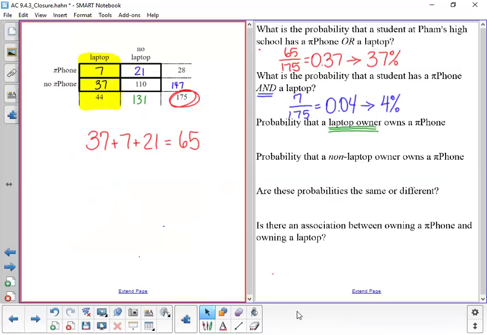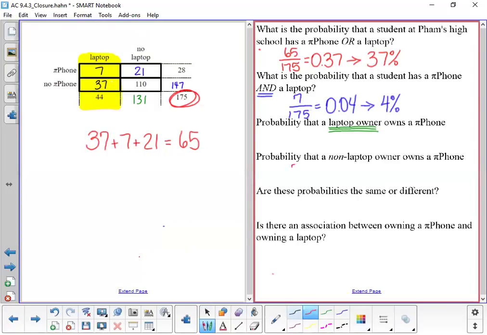So the probability that someone who owns a laptop owns a Pi phone, I'm looking at the number who owns a Pi phone, so 7. And now instead of it being out of 175, oops, I put that in the wrong spot. Instead of it being out of 175, it's just out of the number of people that own a laptop. So that would be out of 44. When I do that, 7 divided by 44, I get 0.16 or 16%.